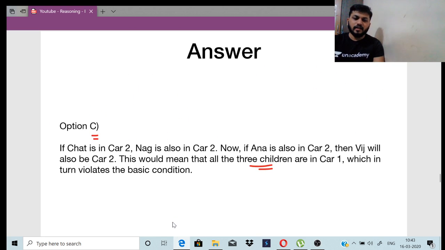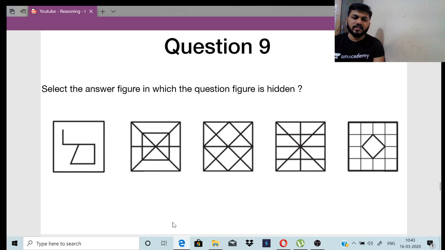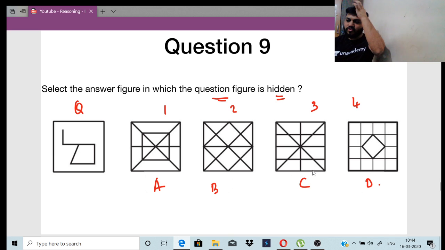Chalo. So last two questions. Select the answer figure in which the question figure is hidden. These types of questions you might not have solved. So this is the question figure. The answer figures are this 1, 2, 3, 4, or you can also name them A, B, C, D. There are no options here. So tell me in which one of them. Is it C? Is it B? Or is it A or D? This figure is hidden in one of them. Which one is it?